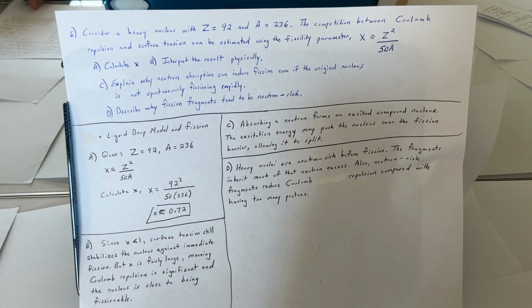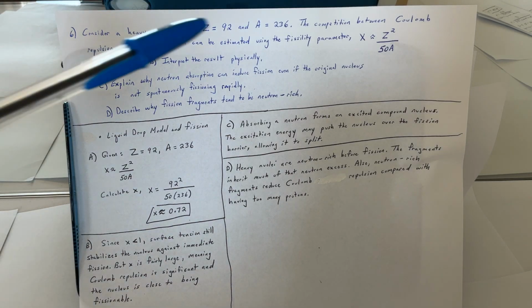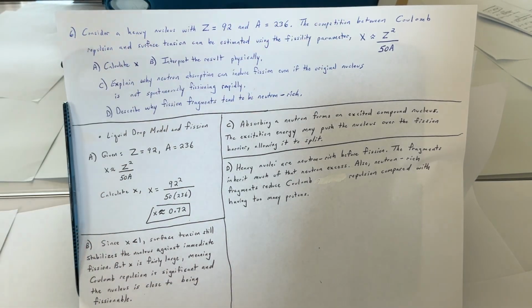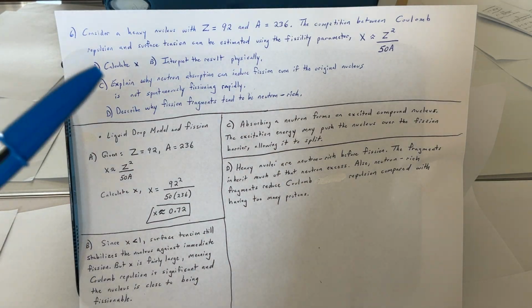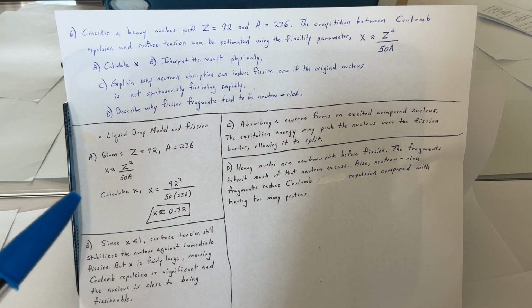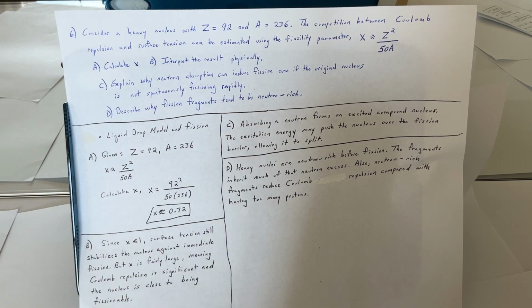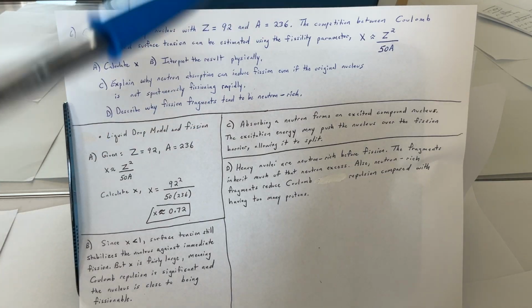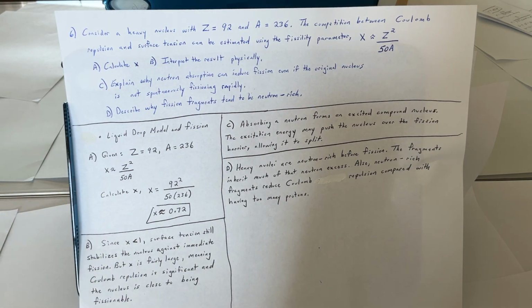Okay, so number 6, consider a heavy nucleus with Z equals 92, A equals 236. The competition between Coulomb repulsion and surface tension can be estimated using the fissility parameter. This is X approximately Z squared over 50A. Part A, calculate X. So this is a liquid drop model and fission problem. We're given Z equals 92, A is 236. We can use X approximately Z squared over 50A, and we just substitute our values from what was given, and our X value is about 0.72.